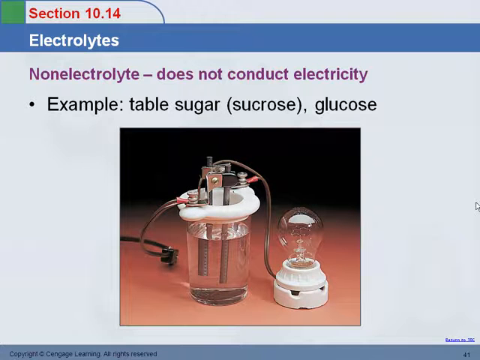So what they're showing you here in this picture is they've made a solution of sugar, they've got some electrodes in it, and then the light bulb is supposed to be lighting up. And clearly it's not, because there's no conductivity here, because you have no ions.